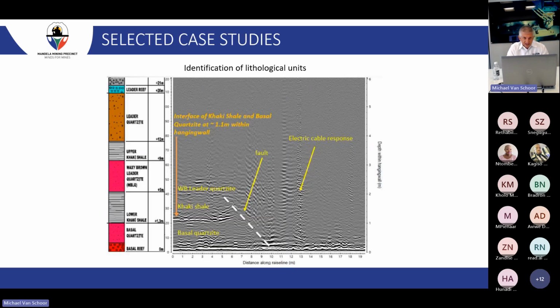Okay, let's look at some case studies. Now going to go back to GPR first. So these are just a collection of pictures to show you what GPR can do for you. This is an example of identifying lithological units. This is from Tumela mine in the Free State, looking at the change over from the basal quartzite to the khaki shale and the leader quartzite. You can also see some faults appearing on that radargram.